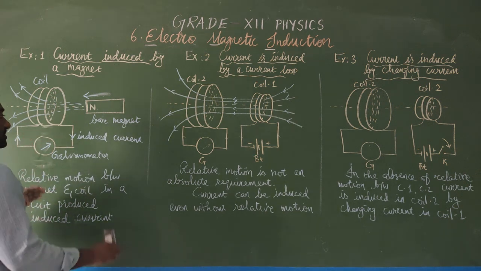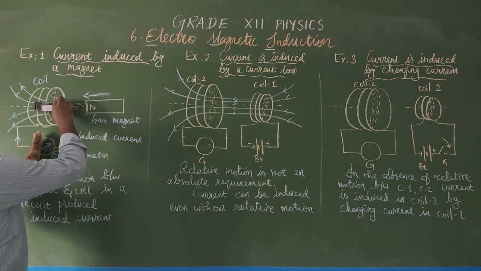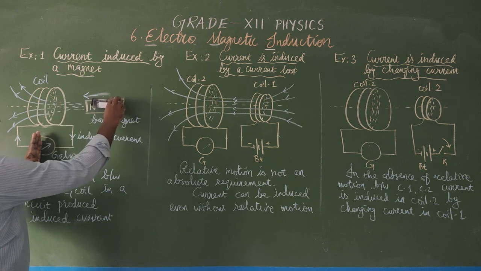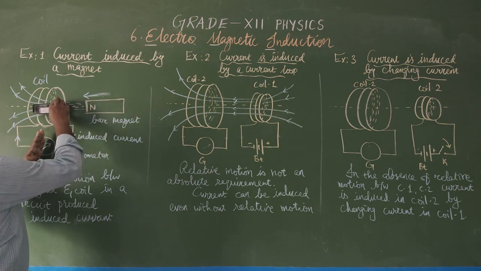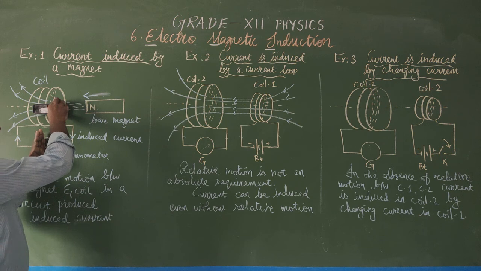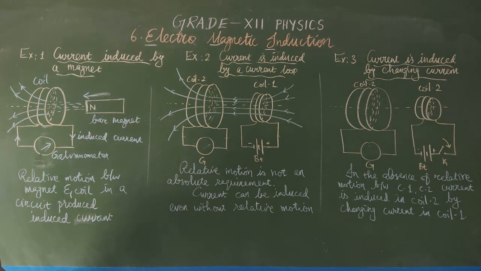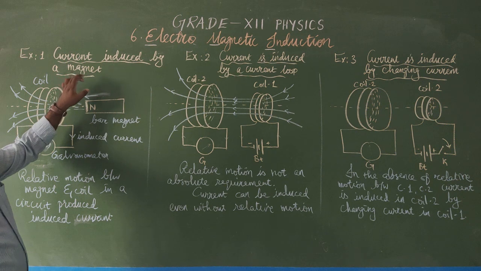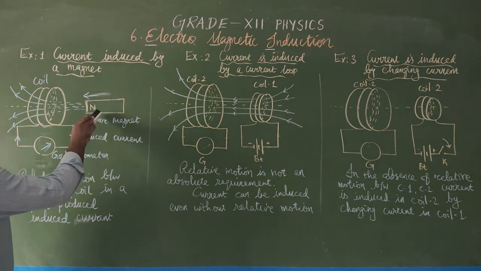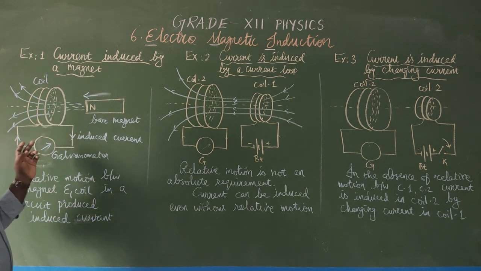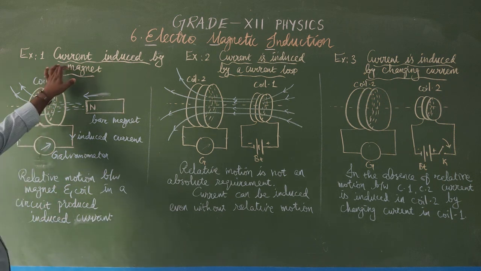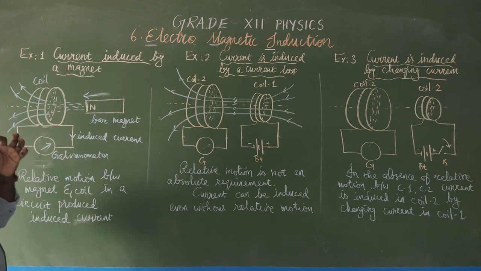You may ask, sir, suppose I keep the magnet inside the coil, what will happen? While you are moving, the deflection occurs, but when held in place there is no relative motion, so the galvanometer remains zero. If the magnet is held inside the coil, the galvanometer won't show any deflection. So the first experiment is about the current induced by the magnet: when the magnet has relative motion with the coil, EMF is induced. This is the experiment and this is the conclusion.